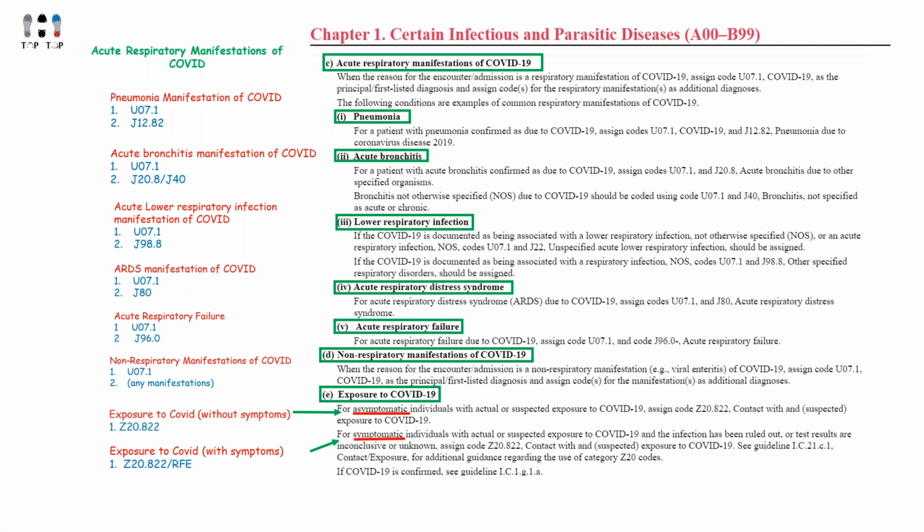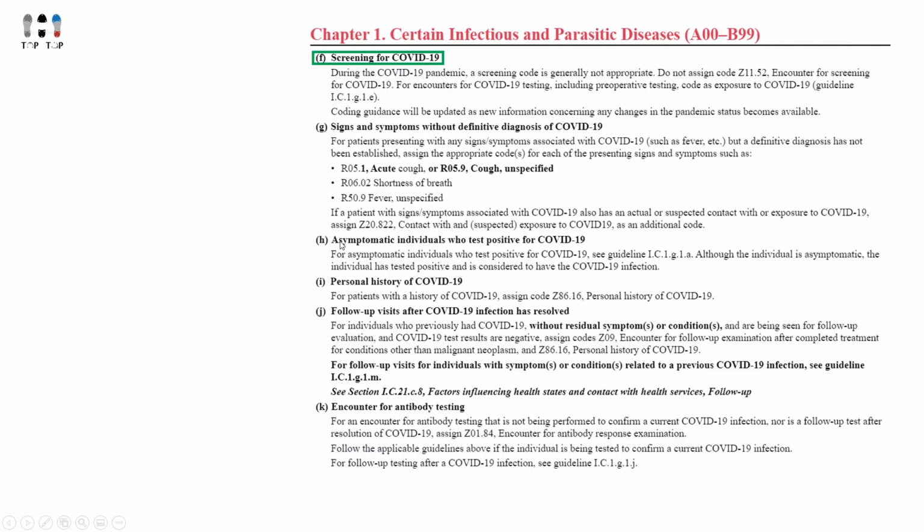So it could be either or, but if those symptoms are COVID related symptoms and they have exposure, of course, you're going to sequence your symptoms first, because the guideline just told us that. And this guideline is saying something else. So, you do have to pay attention to your documentation. Now we're going to screening for COVID-19. Do not use Z11.52 for screening. No, don't assign Z11.52. That's what that guideline says.